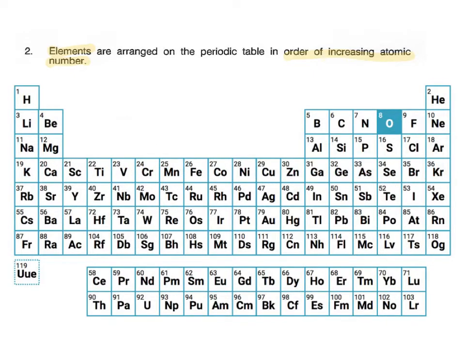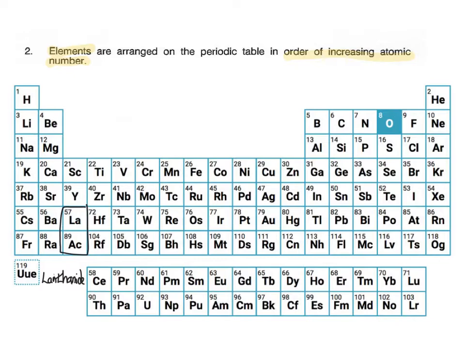Then when we get to period or row 6, we see that it counts 55, 56, 57, and then we have a jump down to 58 through 71. Sometimes 57 is included in that jump down, but there's actually a gap there. We call that the lanthanide series because it starts with lanthanum.